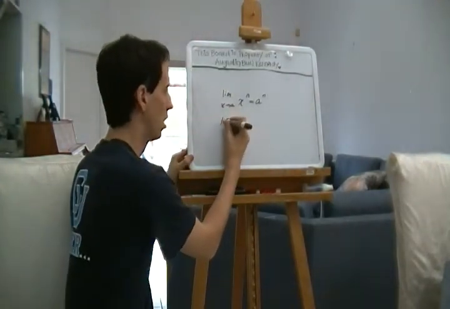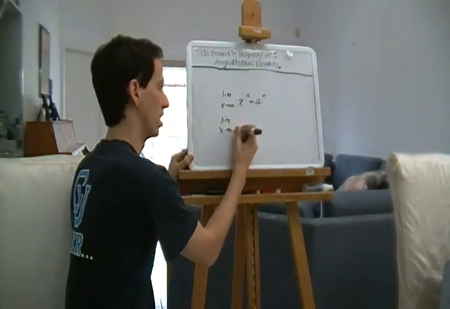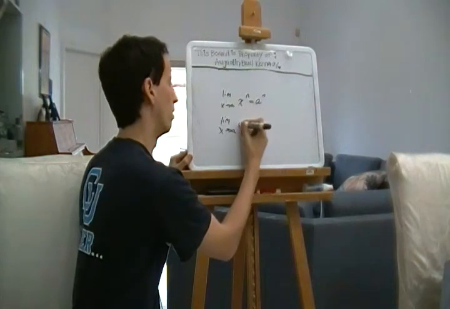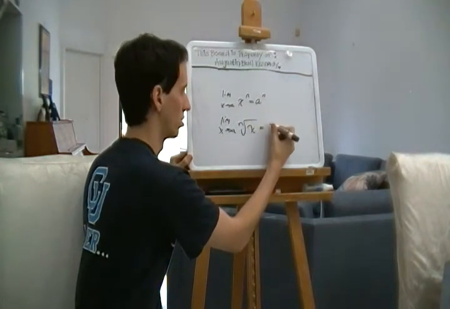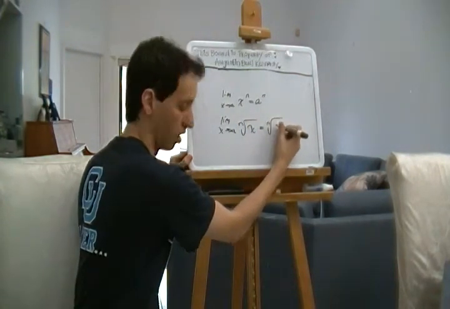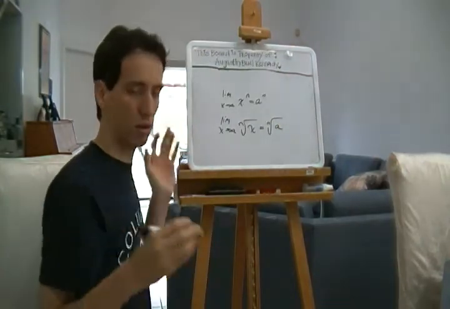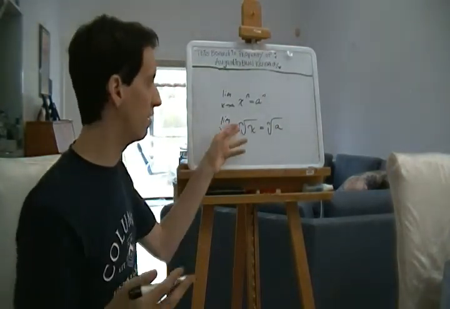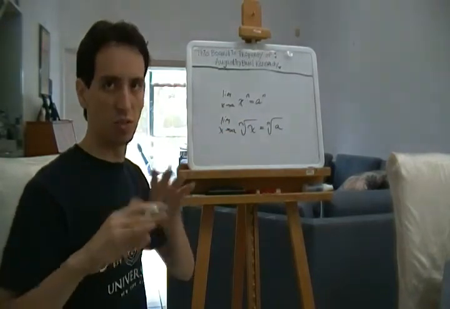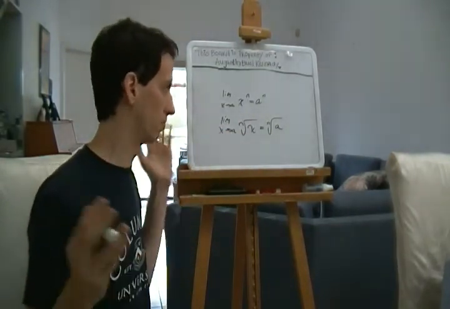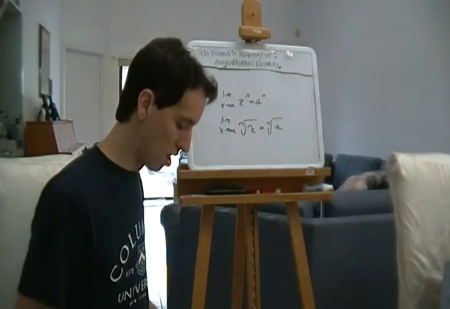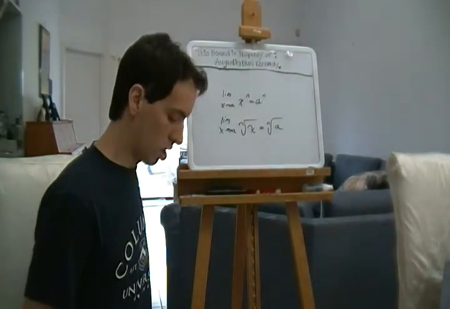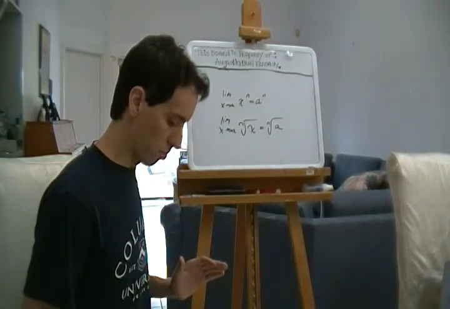Also, you're going to see the limit as x approaches a of the nth root of x equals the nth root of a, assuming that if n is even, a is greater than 0. In other words, otherwise it's going to be gross, and you're going to deal with imaginary numbers.